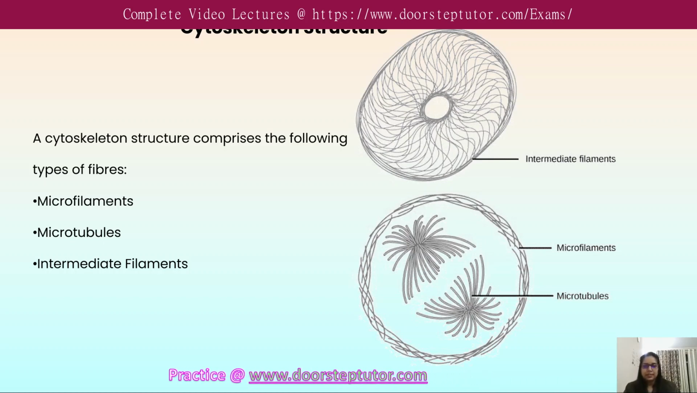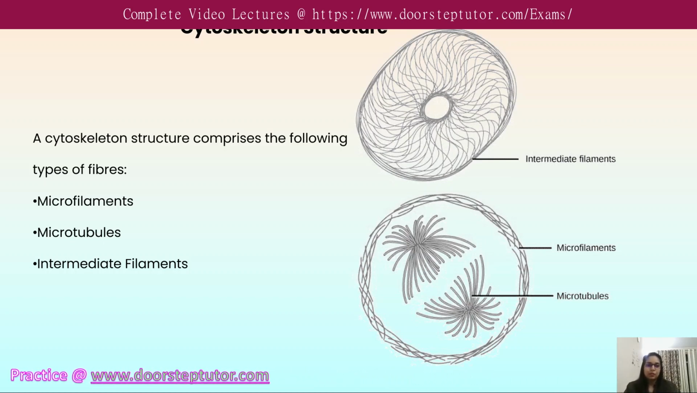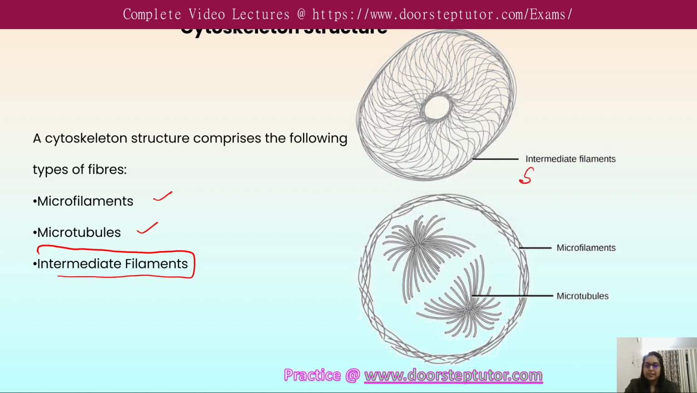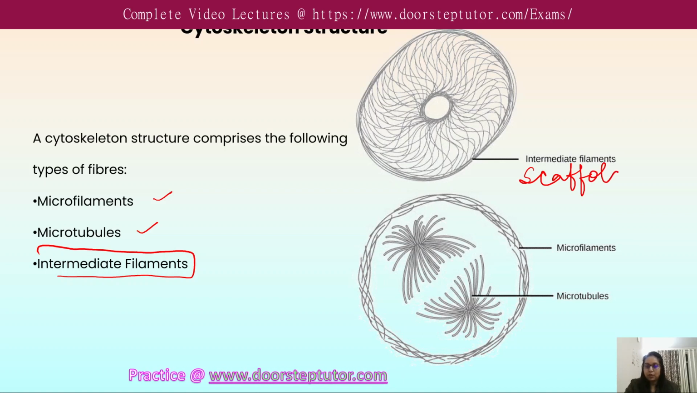Cytoskeleton structure. There are basically three main components of the cytoskeleton. The first one is the microfilament, the second one is the microtubule, and the third one is the intermediate filament. These are the diagram. The intermediate filaments form the scaffold around the chromatin, and the microfilaments are usually present at or surround the plasma membrane, and the microtubules are responsible in the majority of cases for cell division.